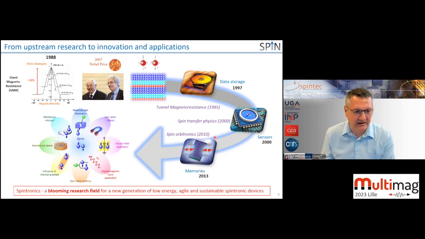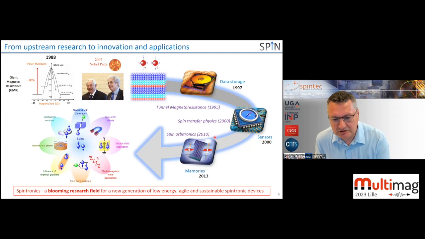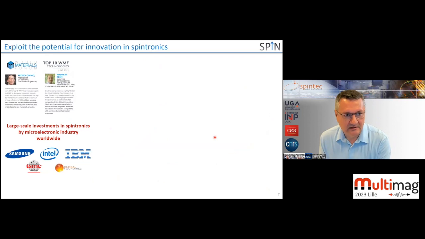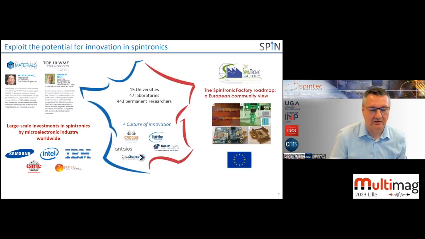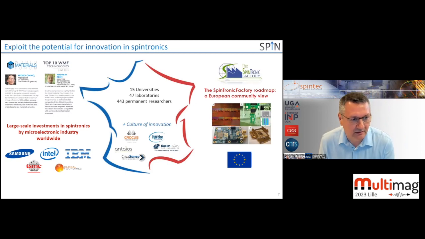orbitronics, more recently. But there is much more to do by combining the use of spin with different other effects, like thermal gradient, playing with geometries, electrical spin generation, spin orbit effects, electromagnetic wave application, or new materials. So we can say that spintronics is a blooming research field for a new generation of low energy, agile and sustainable spintronic devices.